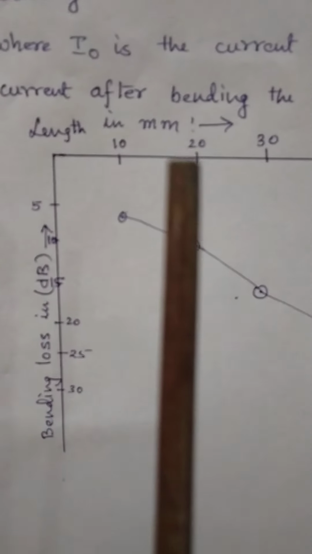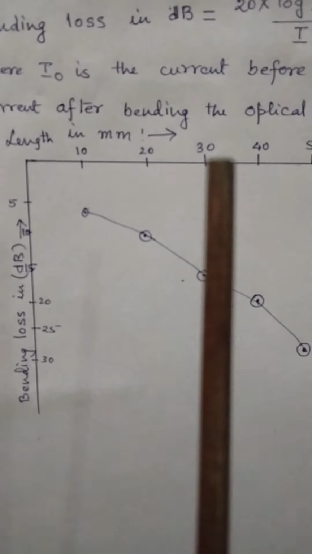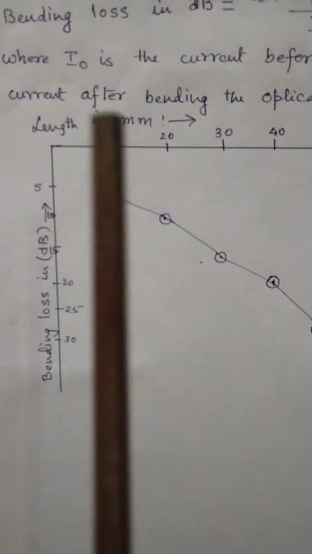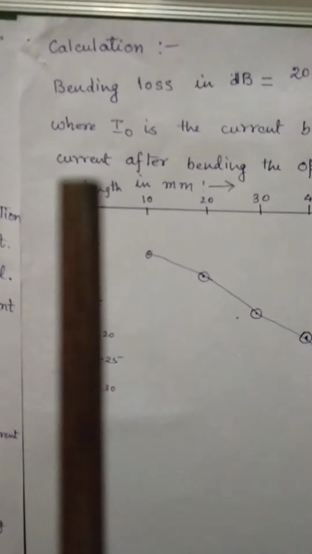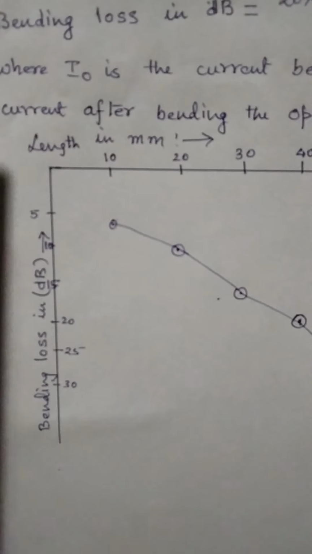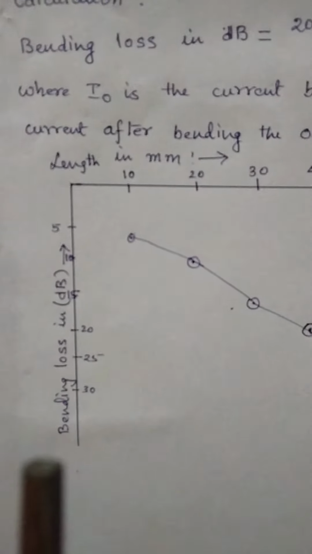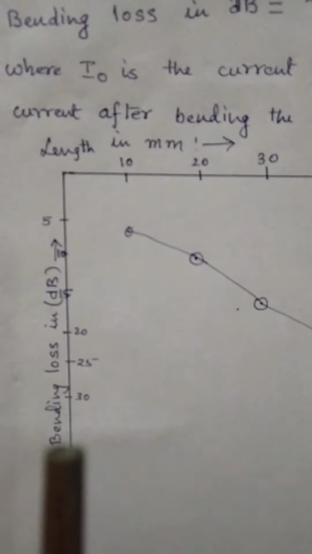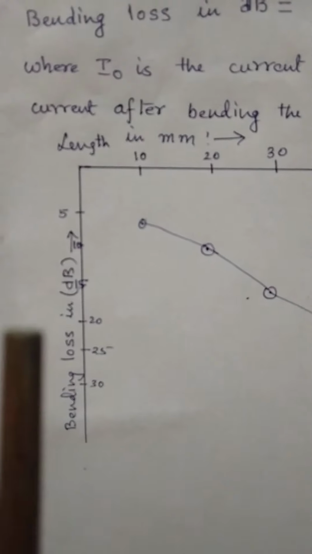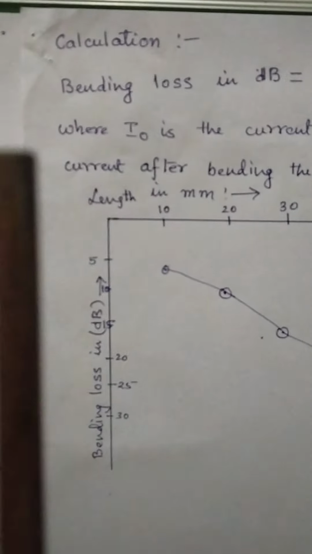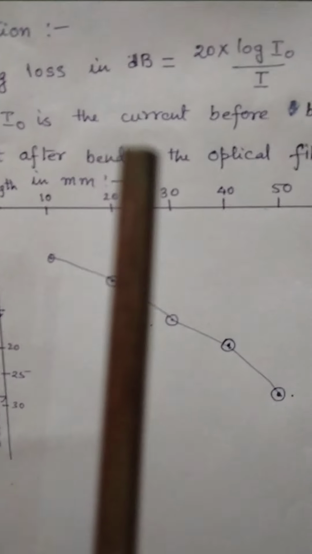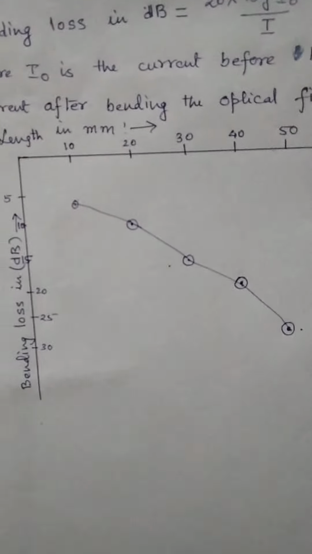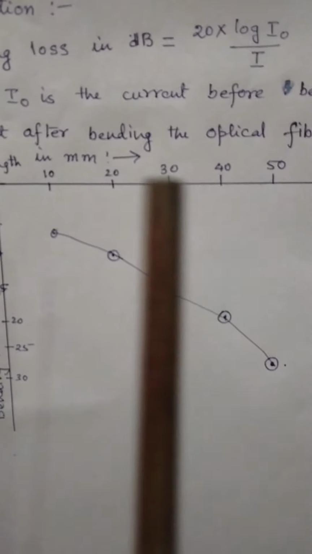The length of the wire is taken in millimeter, so this is plotted along the x-axis, and along the y-axis the value of the bending loss after calculation, expressed in terms of decibel. Now the graph shows bending loss calculated with the help of this formula, where I0 is the current before bending and I is the current after bending the optical fiber.